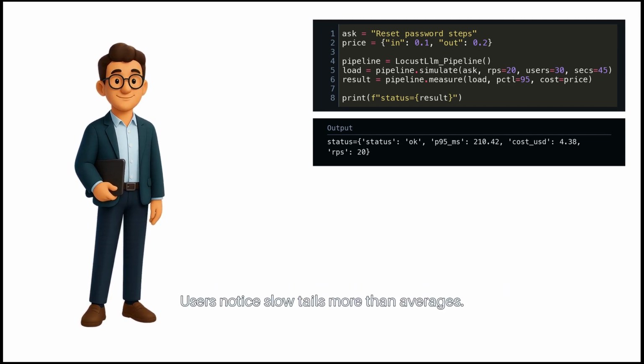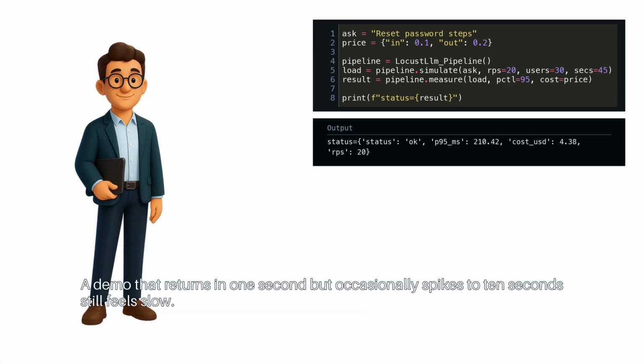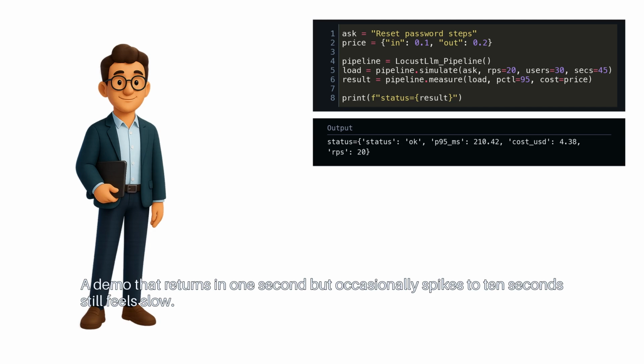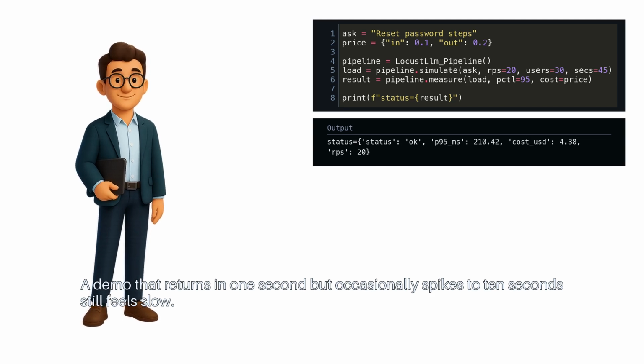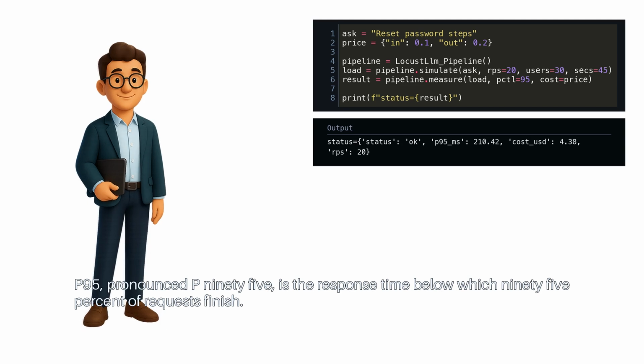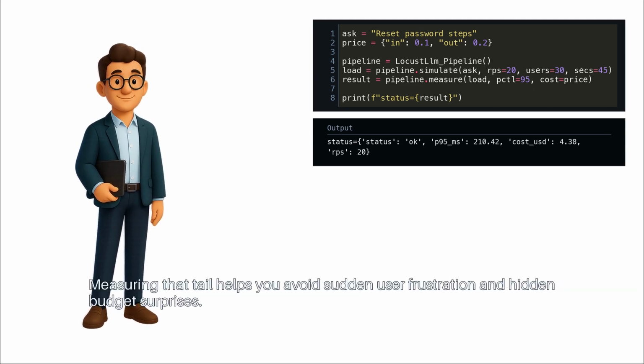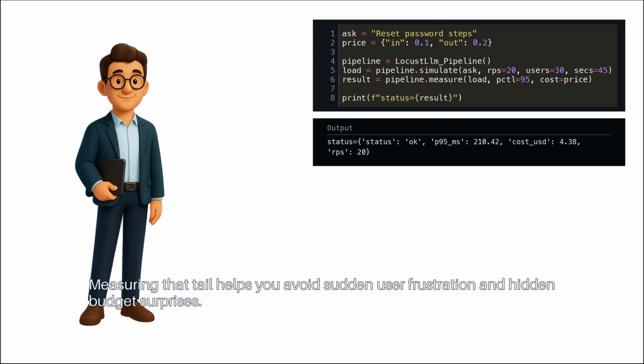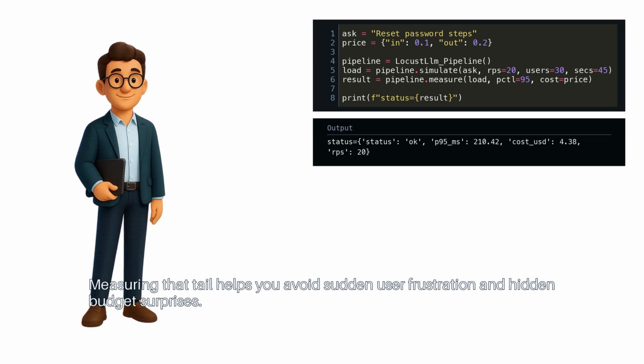Users notice slow tails more than averages. A demo that returns in 1 second, but occasionally spikes to 10 seconds, still feels slow. P95, pronounced P95, is the response time below which 95% of requests finish. Measuring that tail helps you avoid sudden user frustration and hidden budget surprises.